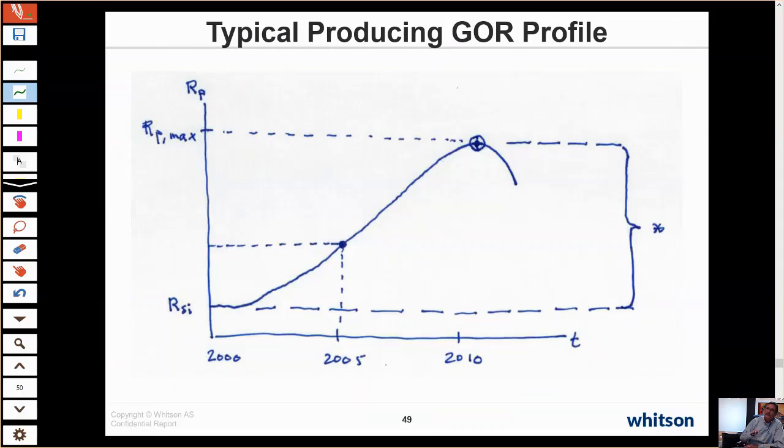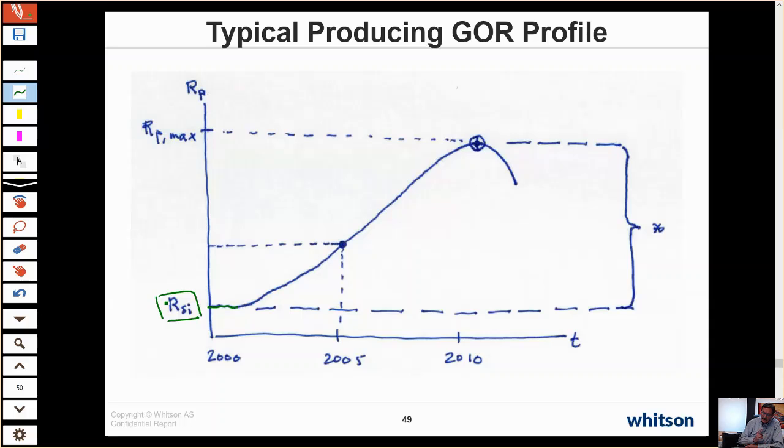This is the typical producing gas oil ratio of any reservoir, be it an oil reservoir or gas condensate reservoir. It starts at a number and goes up. If you look at oil reservoirs, it starts at the initial solution gas oil ratio, maybe stays constant for a while, and then it climbs up to some maximum. Then maybe it turns around. By then, you're ready to sell the field. So this is basically the behavior that you always expect.